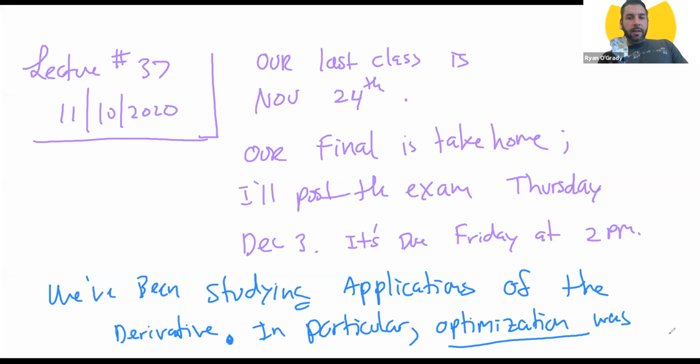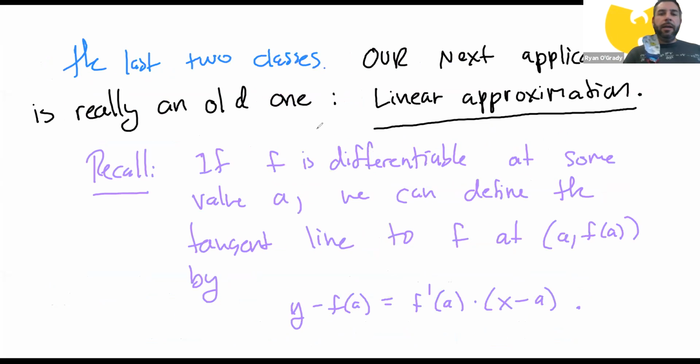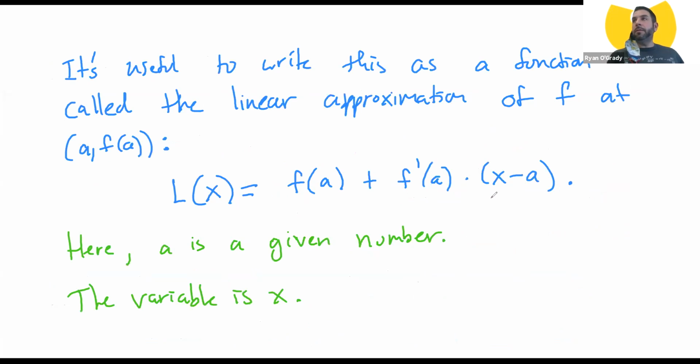And what we've been studying are applications of the derivative. The last two classes we did optimization. And today we are going to take the tangent line and think of it slightly differently. And when we think of the tangent line slightly differently, we're going to call it the linear approximation. Okay, so why do we call it the linear approximation?